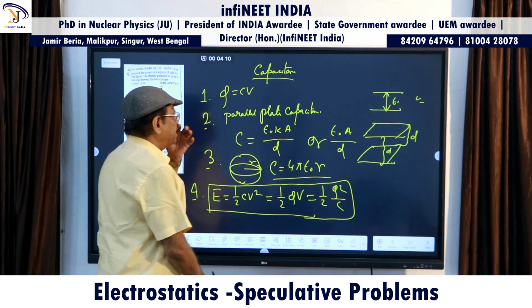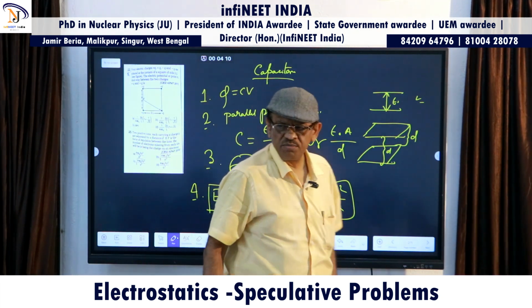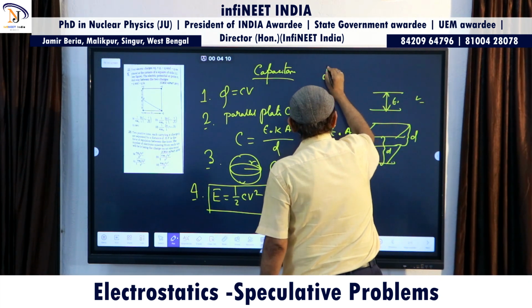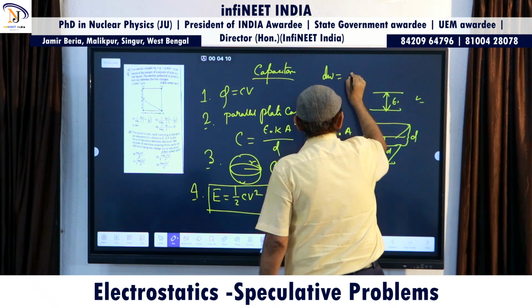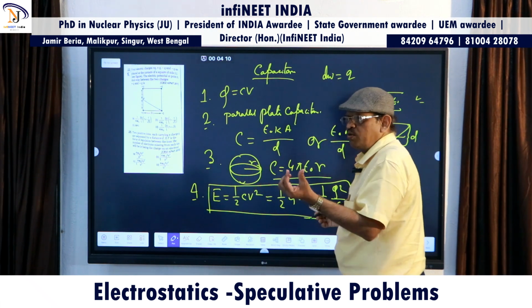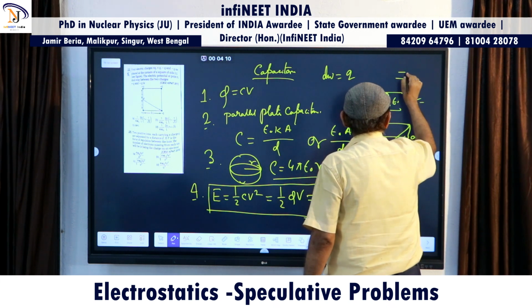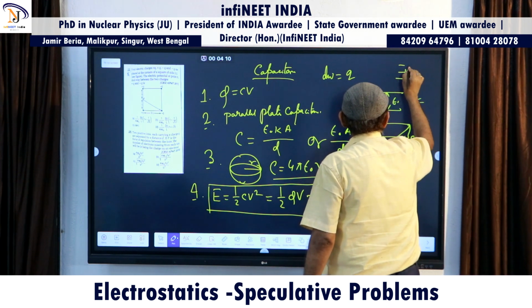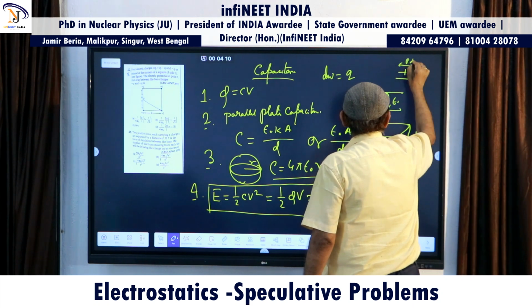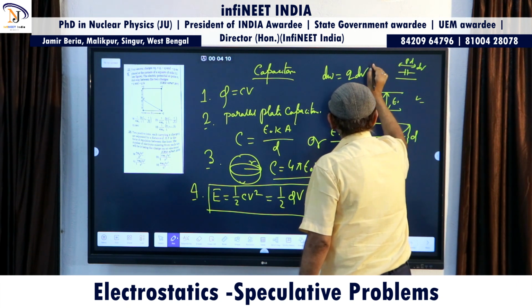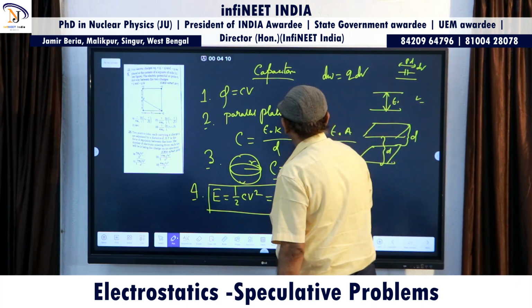How can I calculate it? How may the energy of a capacitor be calculated? Suppose dW is the work done to take Q amount of charge through a potential difference. The potential difference is dV. Then it is Q into dV.